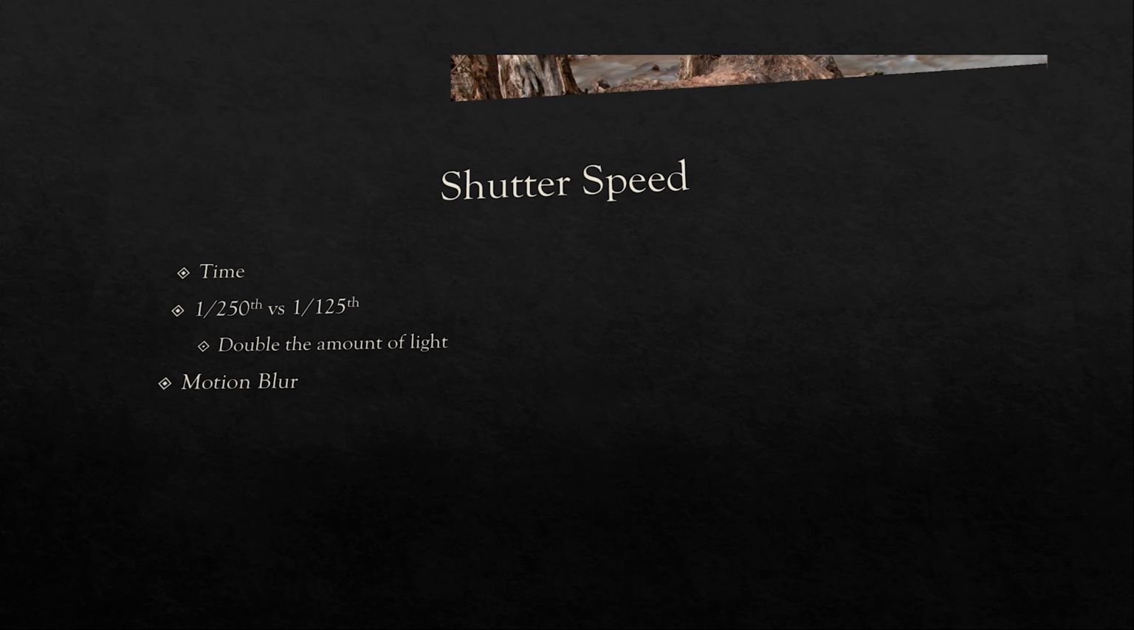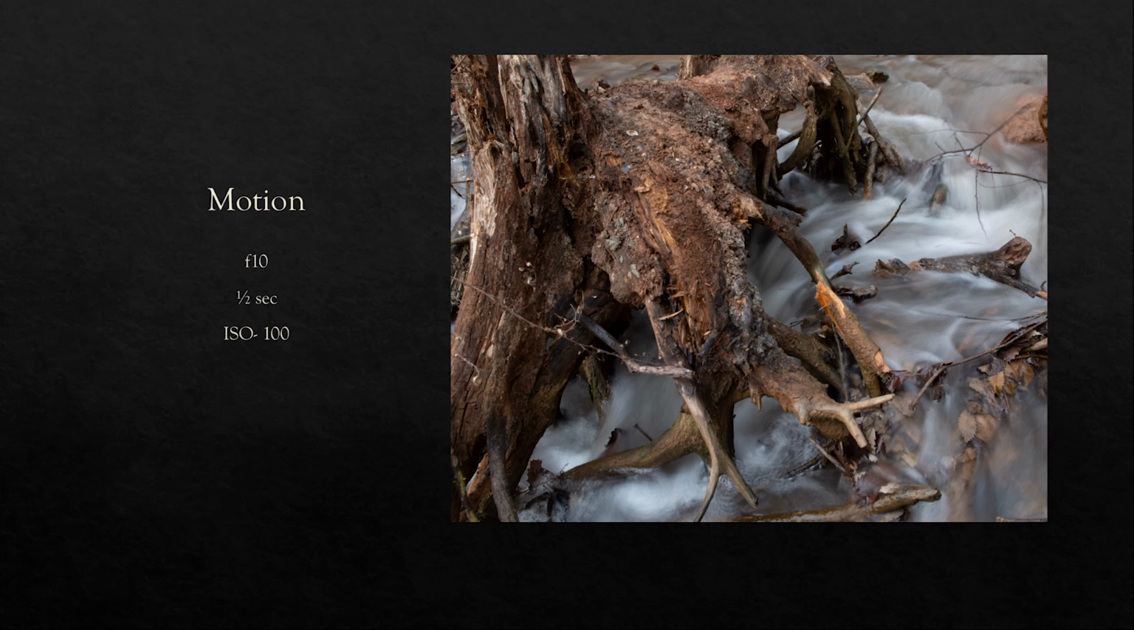So an example of this is here. This is some water out at Romanos. Shot this at f10 at a half a second with ISO 100. I did this to help convey the motion of the water.